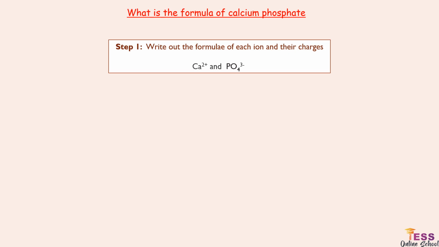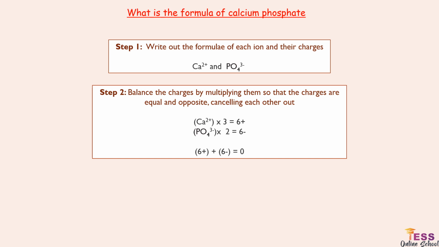Let's look at a more difficult question. It essentially requires the same method, however you have to be extra wary of the charges in step 2. What is the formula of calcium phosphate? Step 1. Write out the formula of each ion and their charges. You've got Ca2+ and PO4 3-. Step 2. Balance the charges by multiplying them so that the charges are equal and opposite, cancelling each other out. Once again, you can see that in step 2 the charges cancel each other out as the reaction causes all the elements to become stable and they are no longer ions.